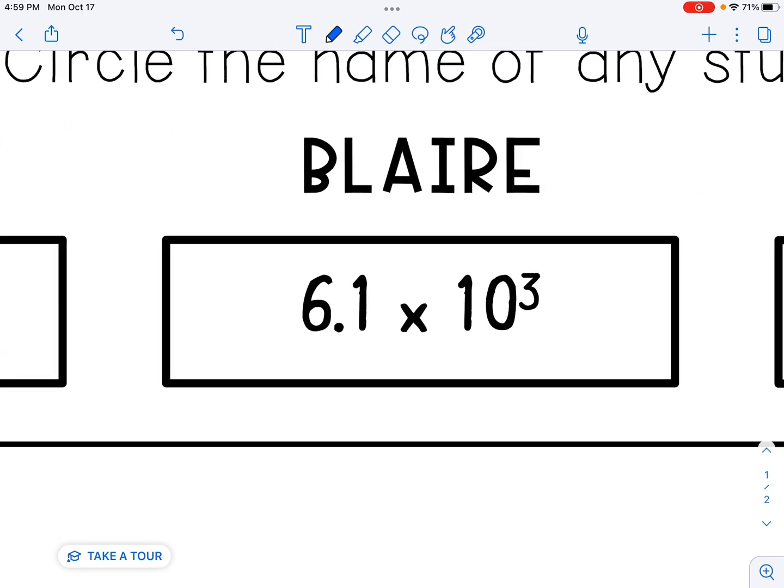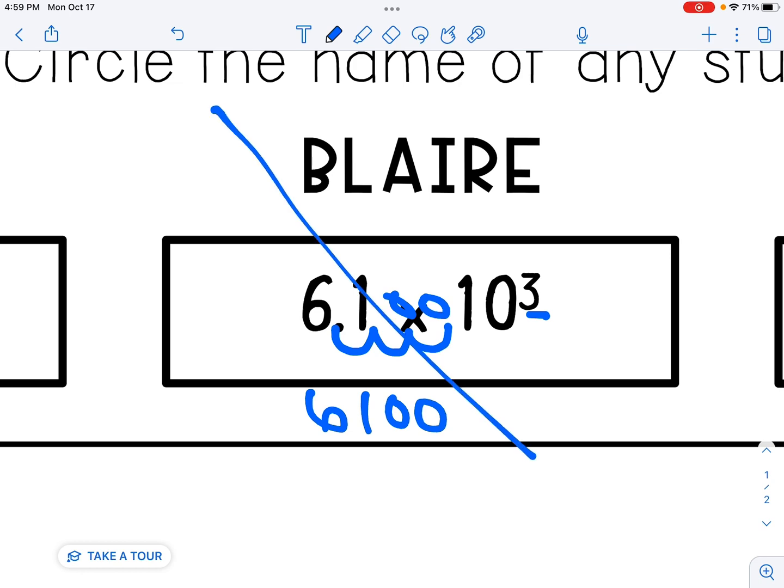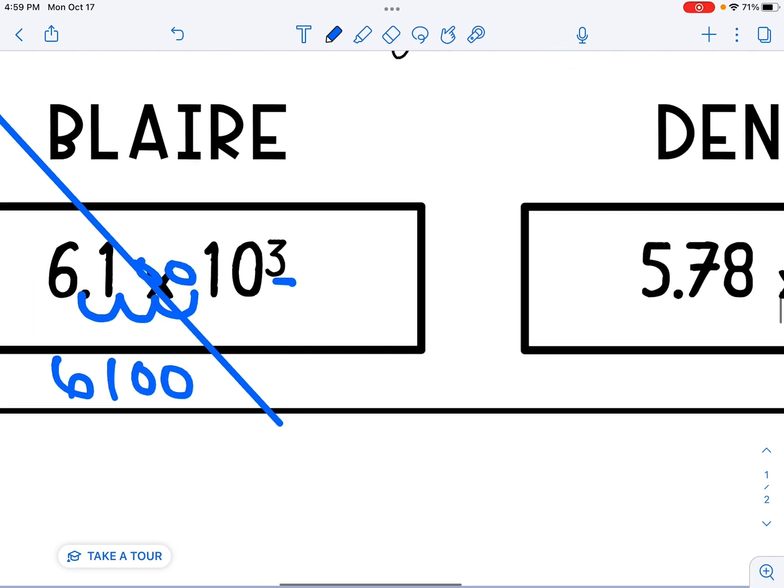Blair has the number 6.1 times 10 to the 3rd, so we're going to move the decimal 3 times. 1, 2, 3, filling those in with zeros. The number is 6,100, and that number is larger than 5,000, so that is not part of it.